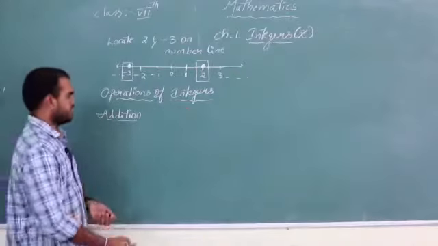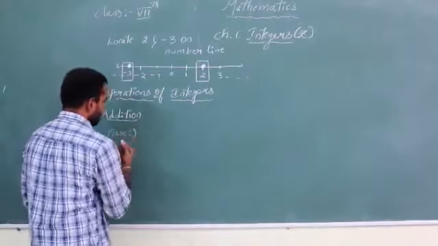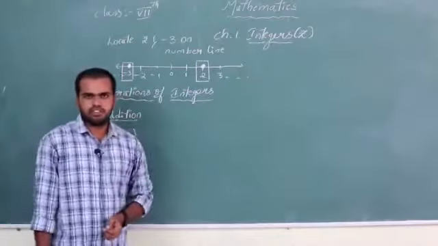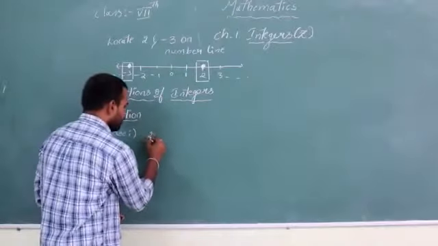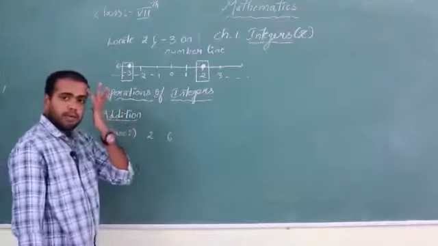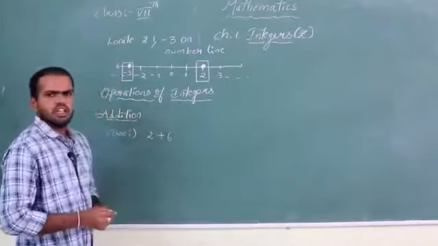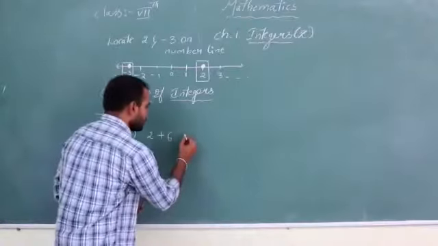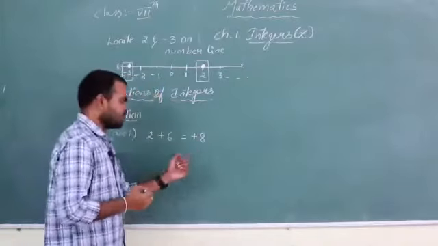What are those cases? Let's take case 1. I am taking both numbers positive. So 2 is one number, and the other number I am taking is 6. These both are positive numbers. Now if I add these positive numbers, whatever sum we get, it is plus 8. So it is also positive only.